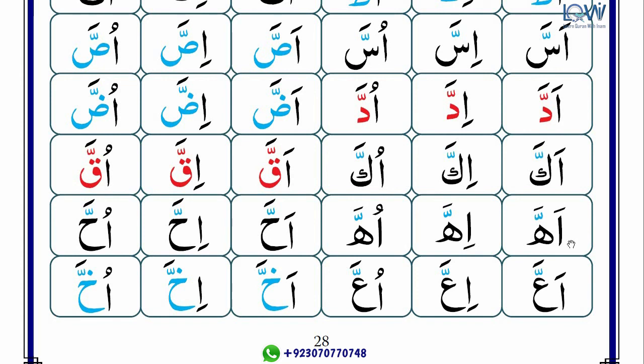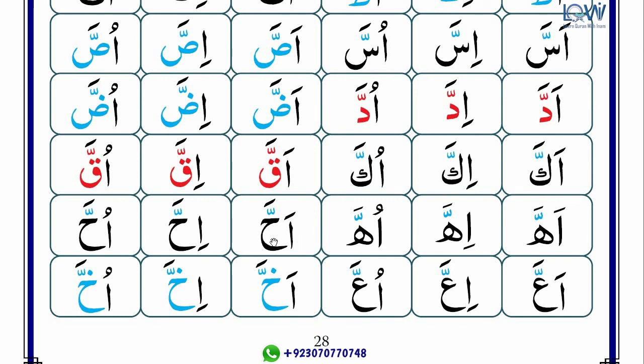So let's read it. Hamza ha zabar ah. Ha zabar ha. Aha. Hamza ha zir ih. Ha zabar ha. Iha. Hamza ha pesh uh. Ha zabar ha. Uha. Now all words without spell. Aha, iha, uha.